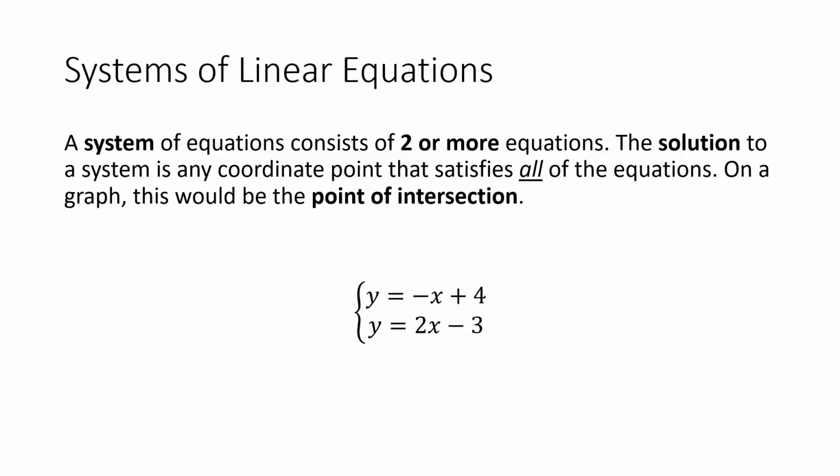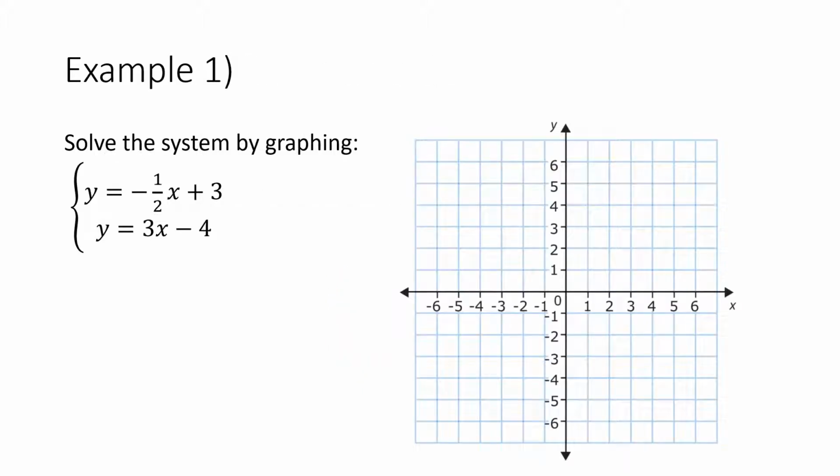Notice the example below. We have two equations, y equals negative x plus 4 and y equals 2x minus 3. This is considered a system of equations because we have two equations. Now what we're trying to find is any coordinate point with an x coordinate and a y coordinate that would satisfy both of those equations. Now if we were looking at a graph, this would just be the point of intersection. Let's take a look at a few examples.